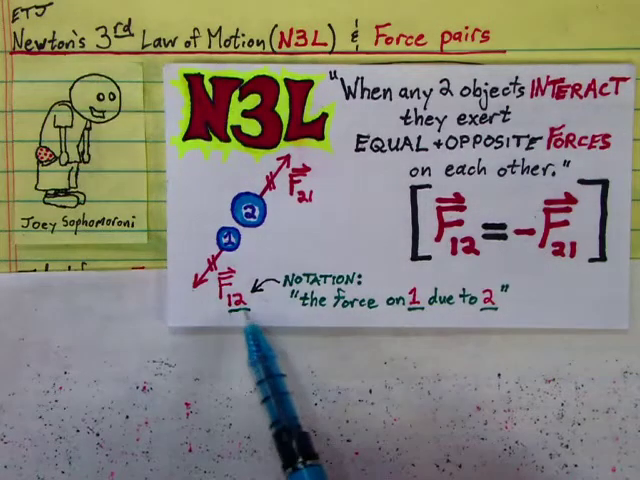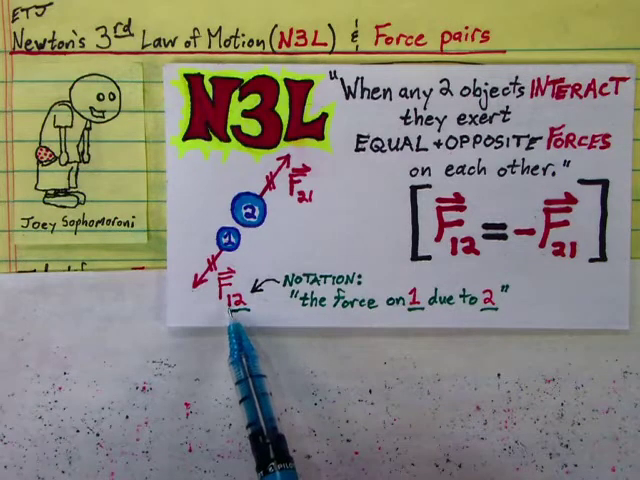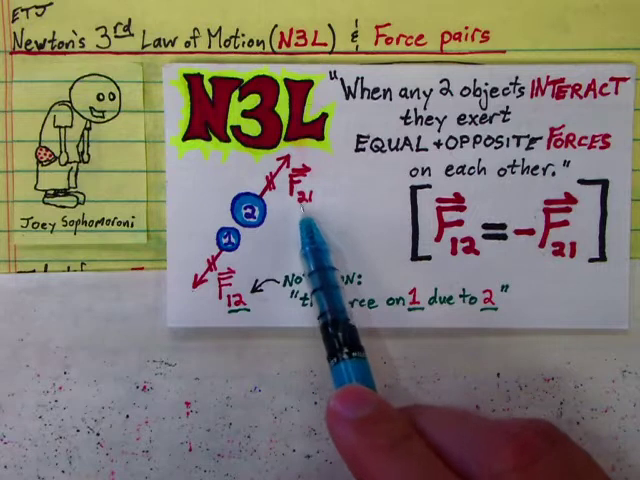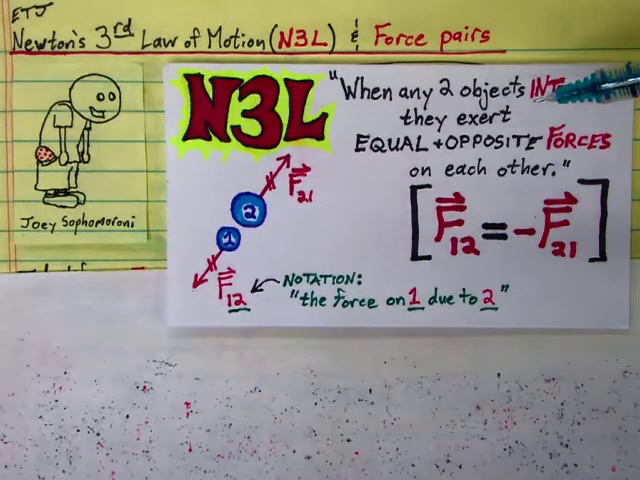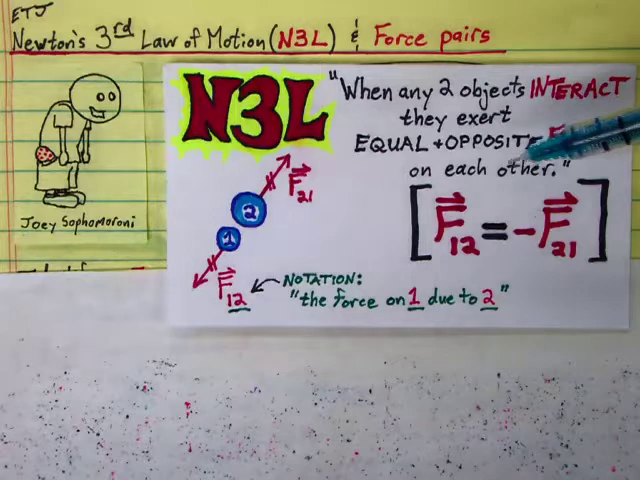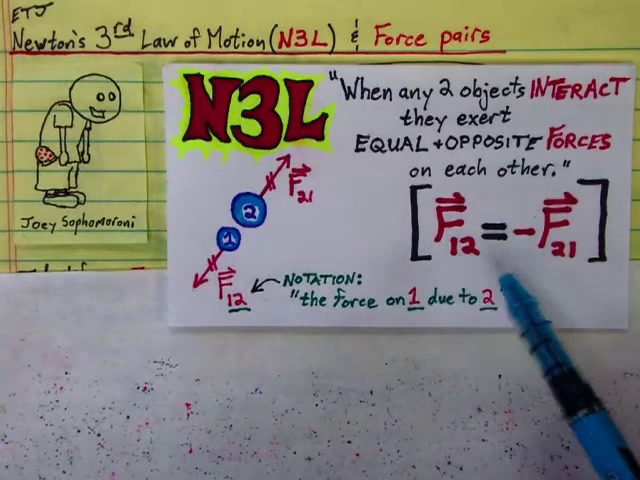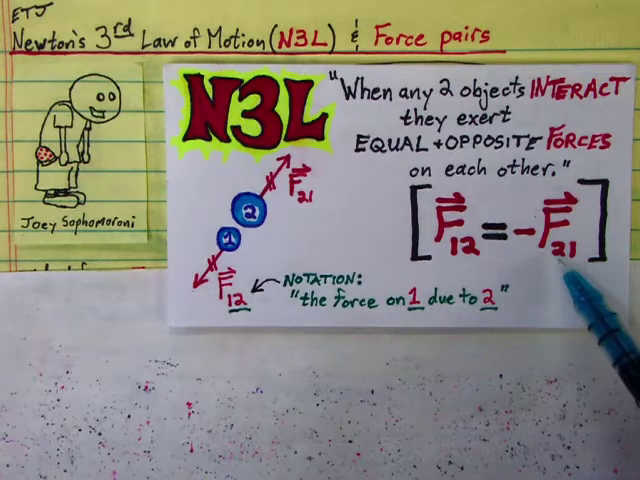F12, subscript 1, 2. By that we mean the force on object 1 due to object 2. Likewise, this would be the force on object 2 due to object 1. Newton's third law is asserting that what we always observe in nature is that the force on 1 due to 2 is equal in magnitude but opposite in direction to the force on 2 due to 1.